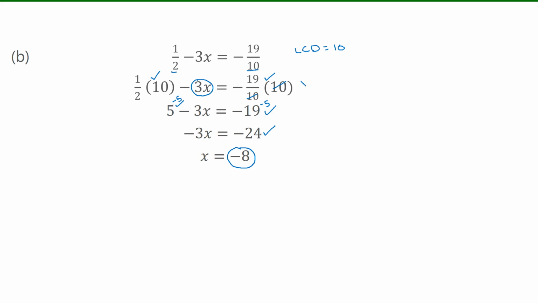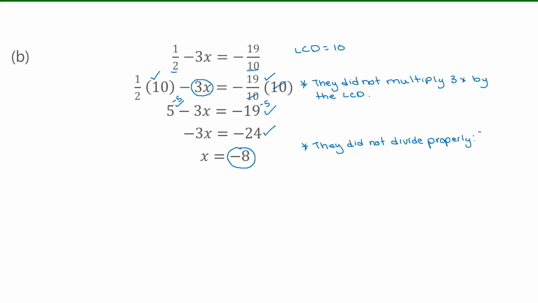So let's take note of the errors now. Say that they did not multiply 3x by the LCD. And then down the last step, they did not divide properly. Because negative 24 divided by negative 3 should give you a positive 8. So now for the correct solution.